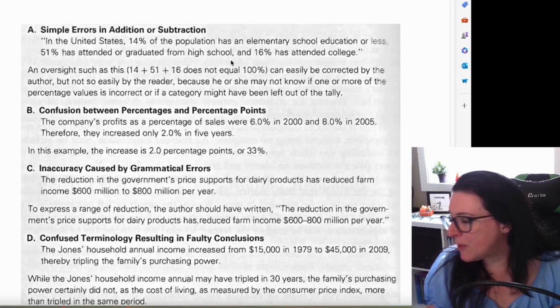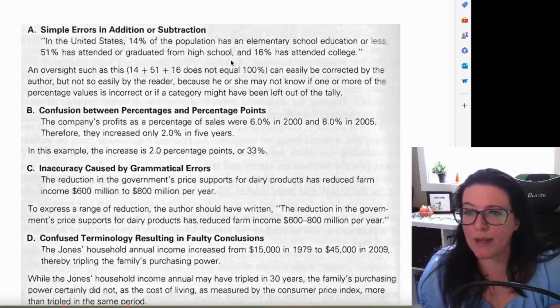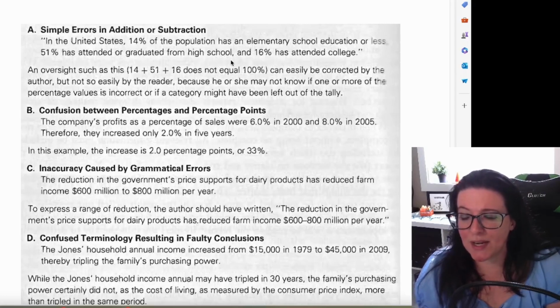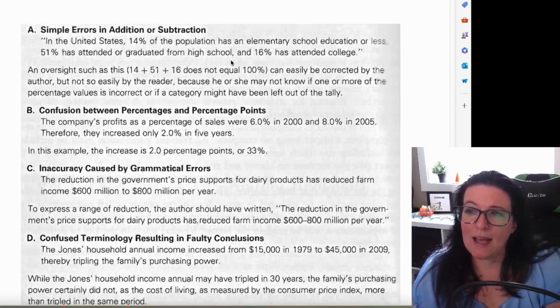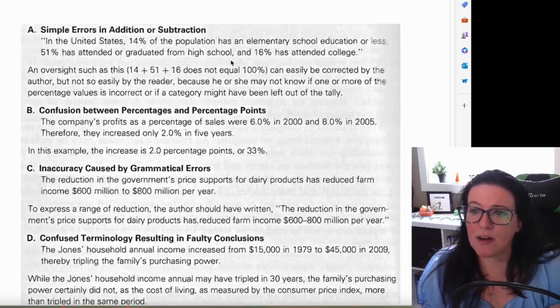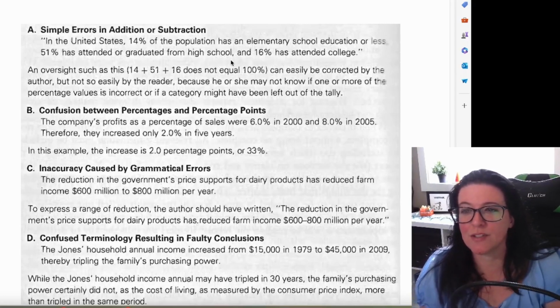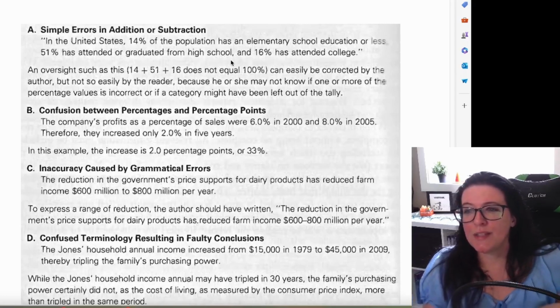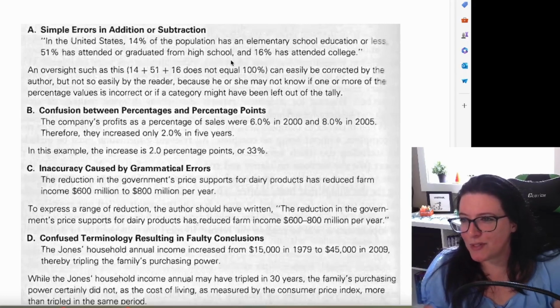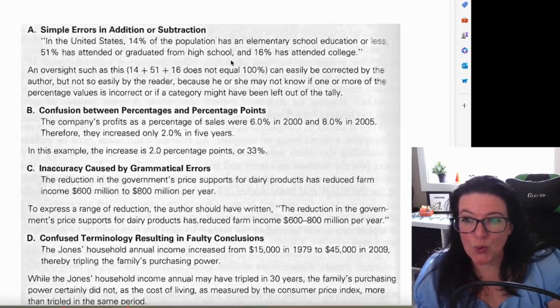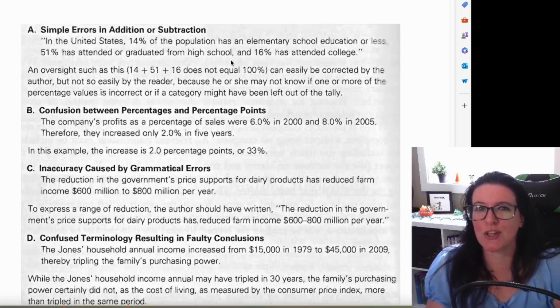There might be confusion between percentages and percentage points. The company's profits as a percentage of sales were 6% and 8% 5 years later. Therefore, they increased only 2% in 5 years. So this increase of 2 percentage points is really a 33% increase, right? The difference between 6 and 8 is 2, but the actual percentage change is 33.